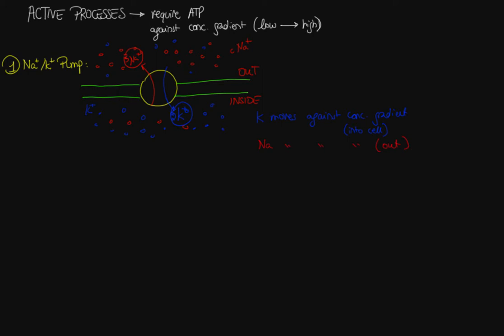Now let's look at some other examples. The second example of an active process that we're going to be looking at is something that we call vesicular transport. Vesicular comes from the word vesicle, and a vesicle is just a bubble-like sac that is present inside the cell, and it's going to serve to transport materials into or out of the cell. And so under vesicular transport, we have 2 processes.